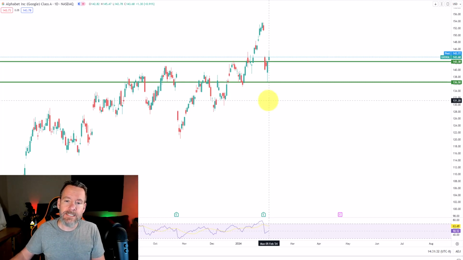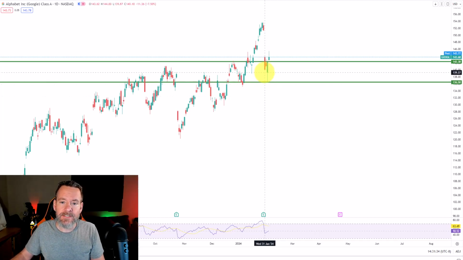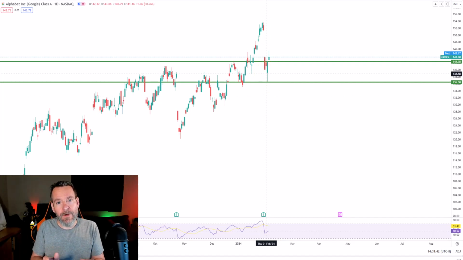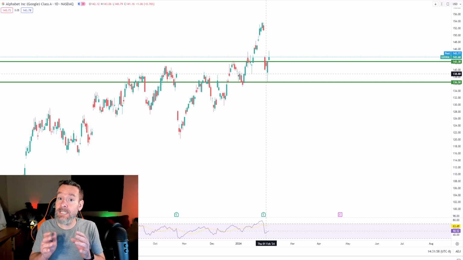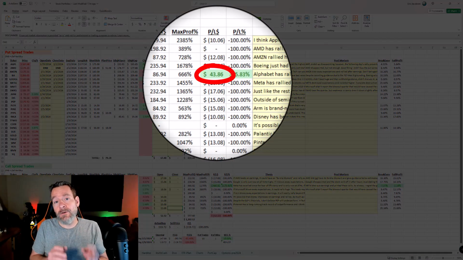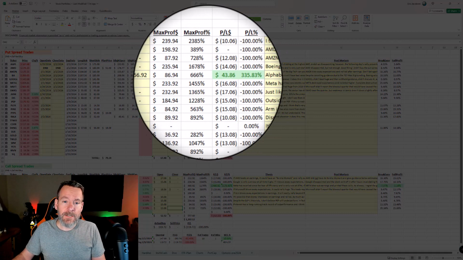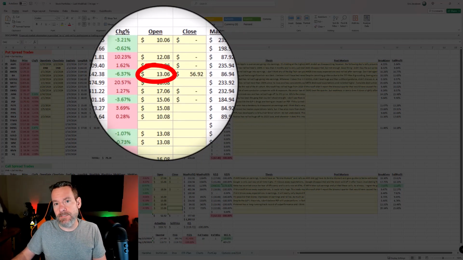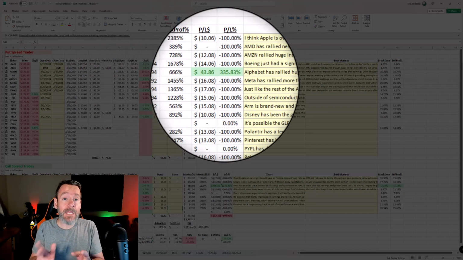But what I did is after they reported earnings and came down and dropped, I gave it one more day. This was Thursday when Apple, Meta, and Amazon were all reporting after the bell. And I was concerned that if Amazon or Meta reported good earnings, Alphabet would rise in sympathy. So I ended up selling the put spreads on that day. As a result, I received $43.86 in profit on a trade that cost me $13.06.